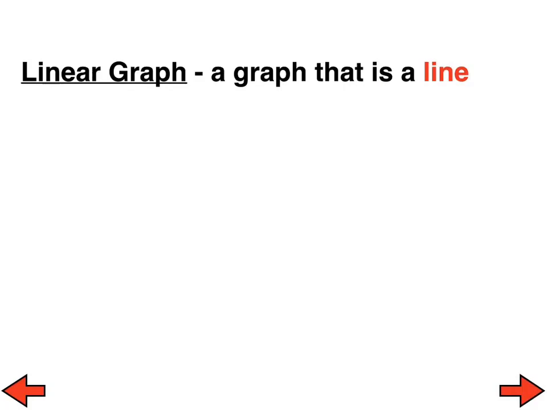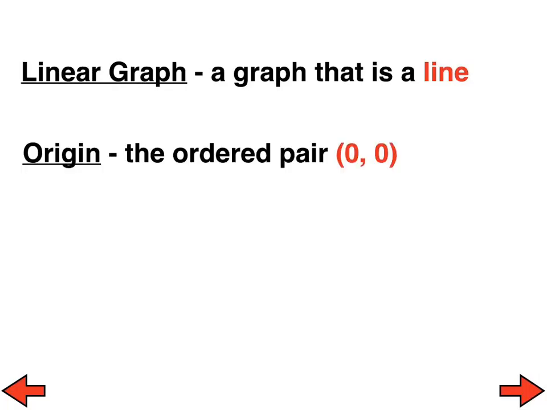Alrighty. A linear graph is a graph that is a line. So in the future, from now on, you're not going to hear me say, is this graph a line? You're going to hear me say, is it linear? Okay? Also, with the ordered pair 0, 0, instead of me asking you, does it go through 0, 0, I'm going to now ask you, does it go through the origin? That is what that corner dot is called.